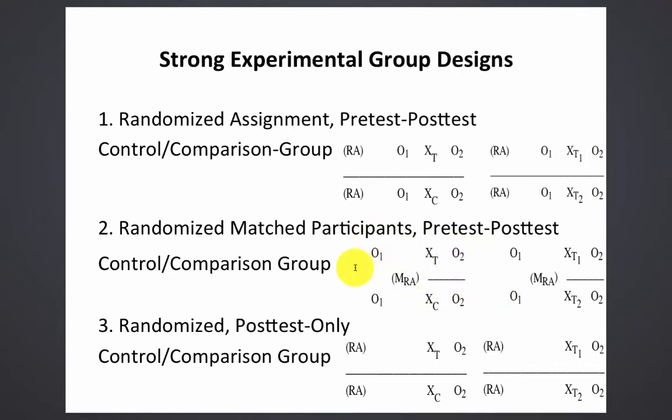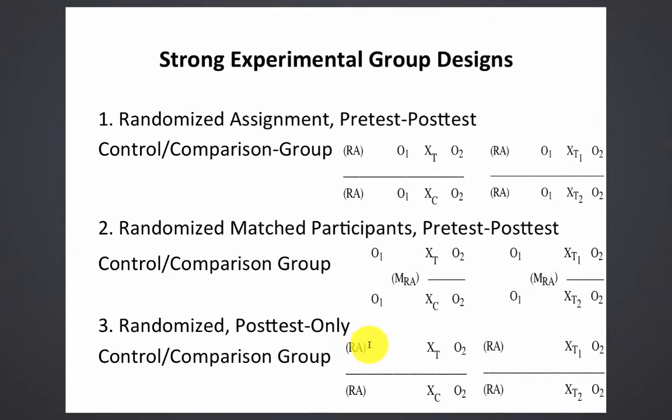So this is just giving you a little more control than the previous design because you're ensuring equivalence on the outcome measure of interest. Then the same idea is happening here, except we've got treatment 1 versus treatment 2.